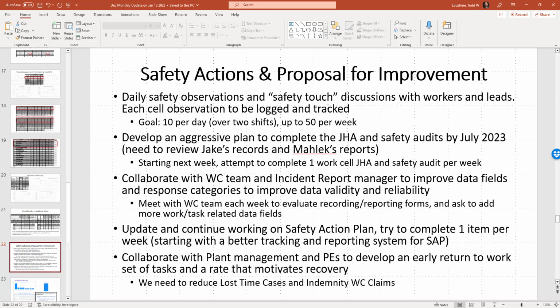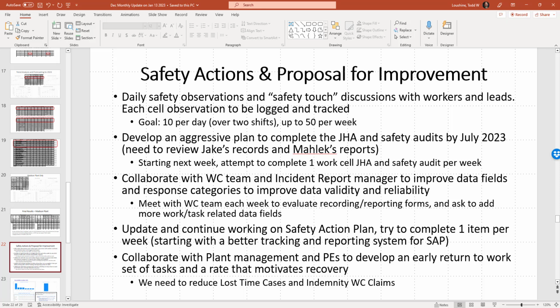Also, the documentation, I have to customize it per area. A generalized form that you customize yourself, I think is too subjective. Develop an aggressive plan to complete. Yeah, I really need to now because I haven't been able to complete any because I don't like the old forms. Starting next week, I've been trying and this has been a slog, as they say.